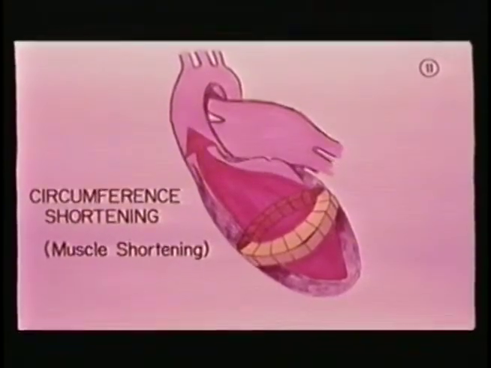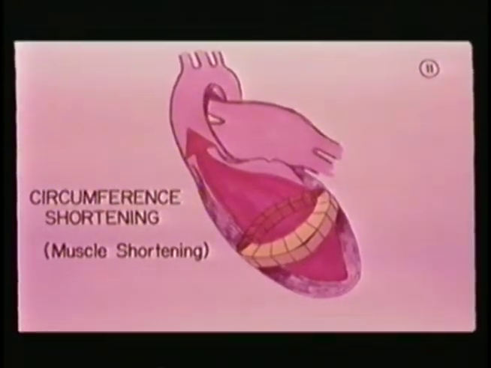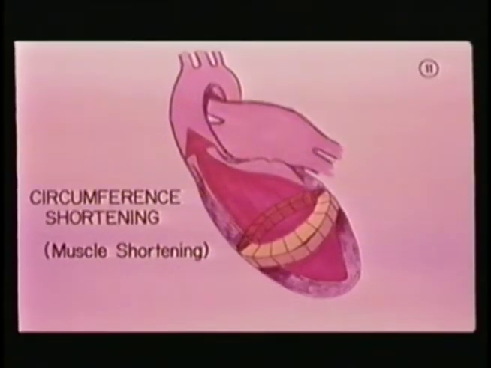Slide 11. Although in this model the ventricular wall is oversimplified, the principle we want to get across is that during systole it is the shortening of each muscle cell which causes circumferential shortening and hence ejection of blood.